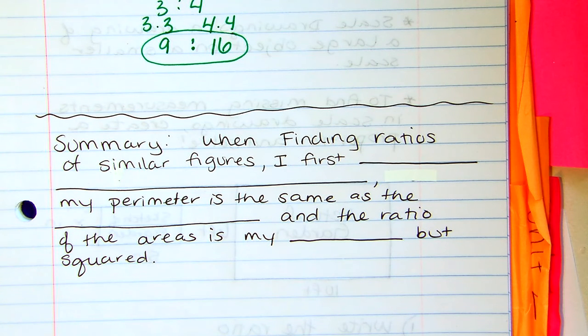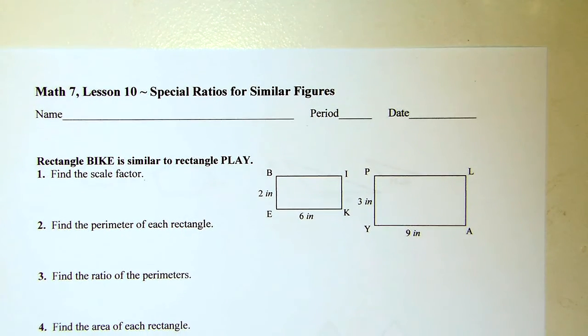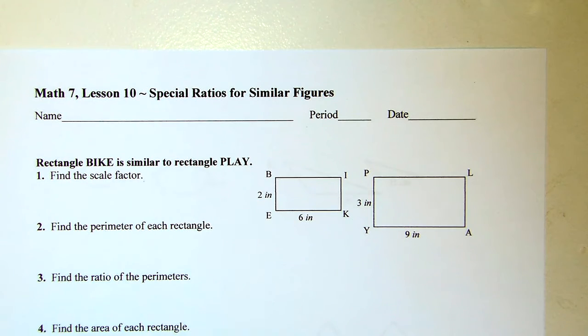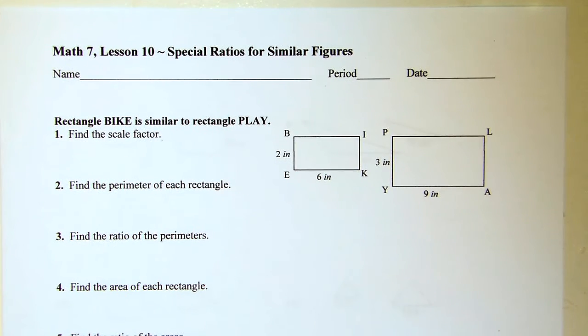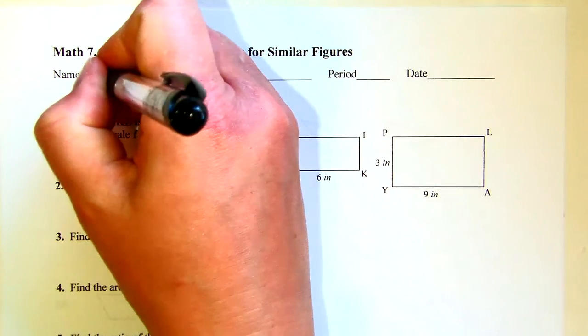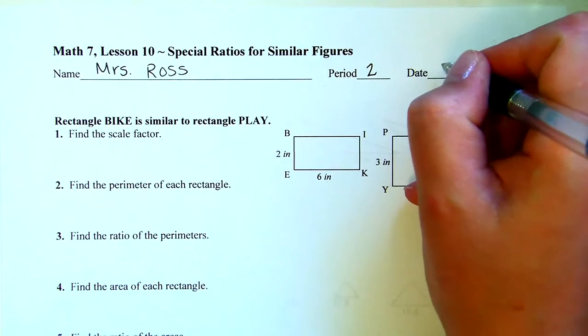Now, what I'm hoping is that as we go through your assignment, if you are still a little confused on anything, once you are able to see me go through our first problem, things will make a little bit more sense. Here we go. So your assignment is going to be Math 7. This is Lesson 10. Our topic is special ratios for similar figures. As this is 2 pages, please make sure that you write your first and last name on both pages. And today's date is the 16th.